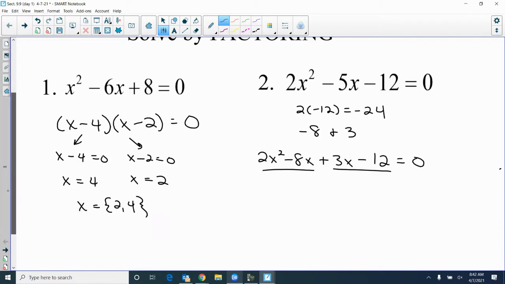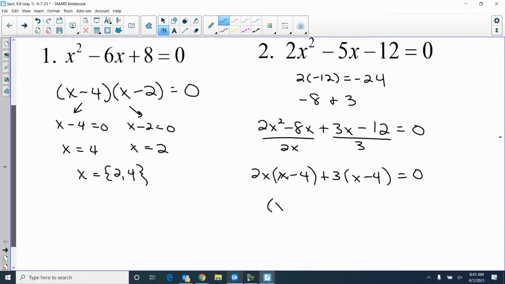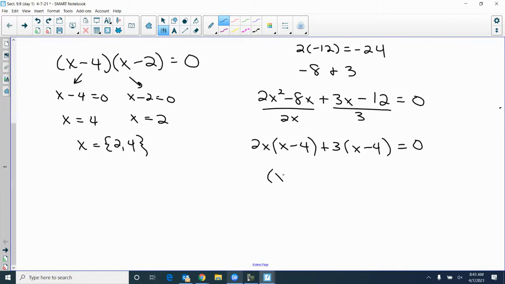Now here, you factor out the GCF, which would be a 2x here. And then when you factor that out, you get parentheses x minus 4. The GCF for the second one is a 3. And you get the same group. You should get the same group, x minus 4. So now I have x minus 4 and 2x plus 3 equals 0.